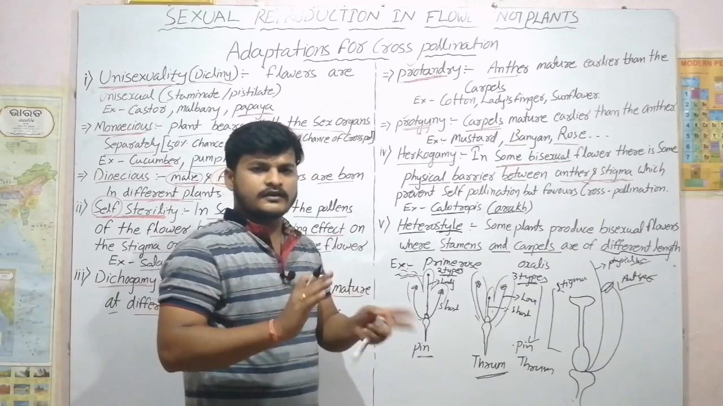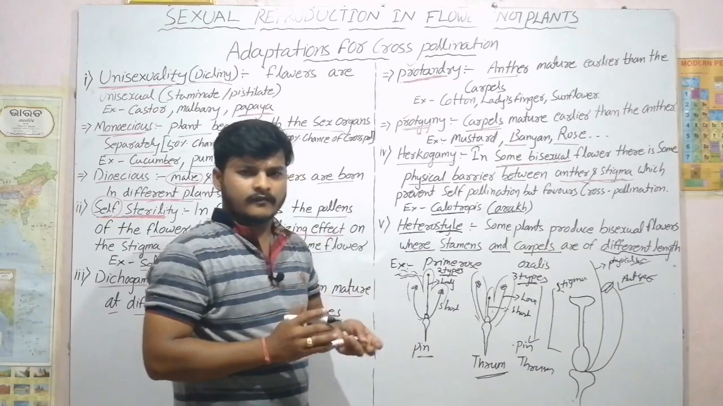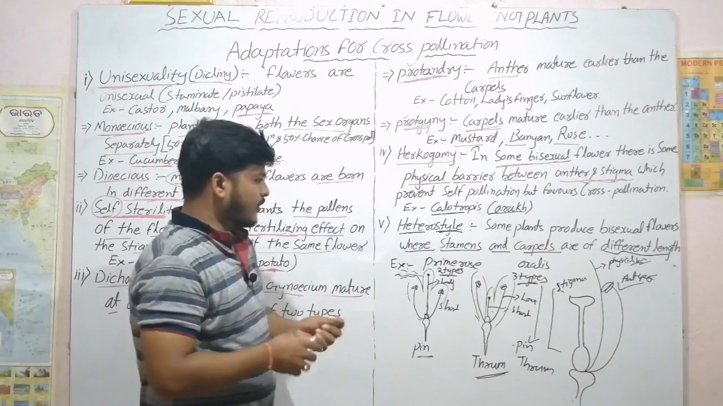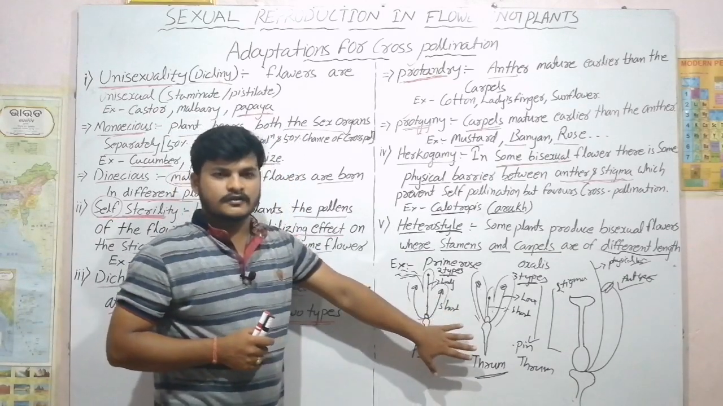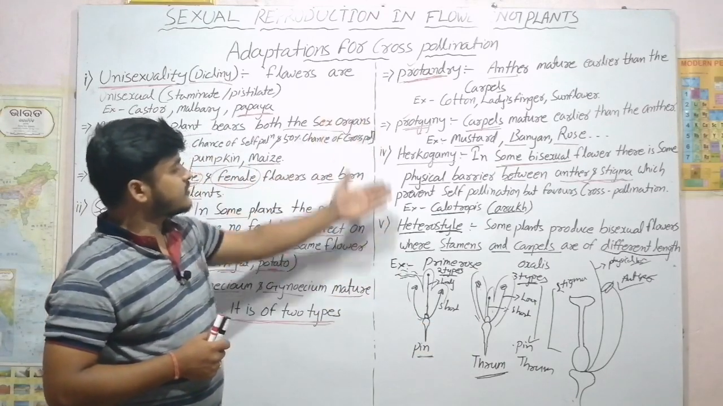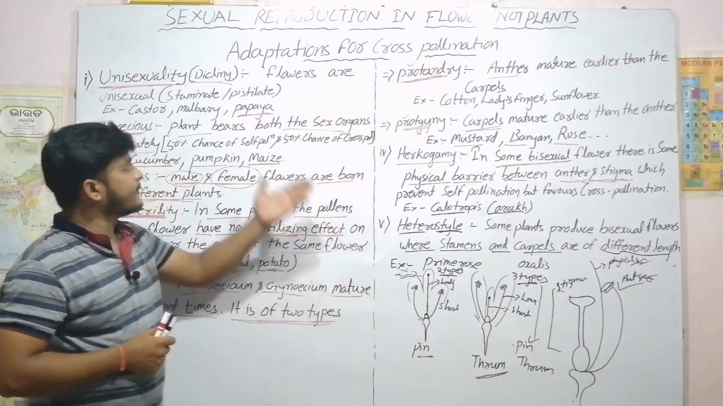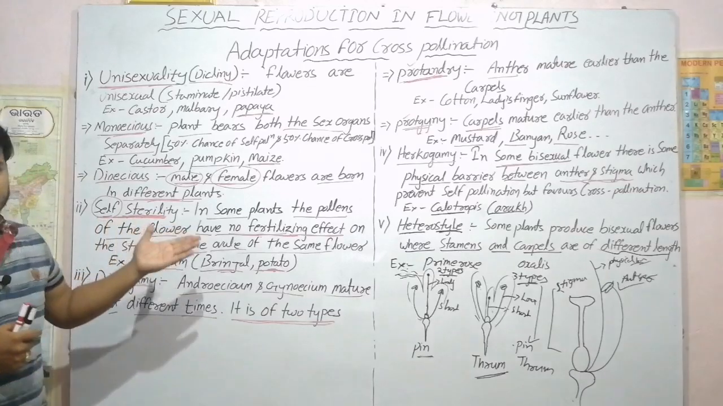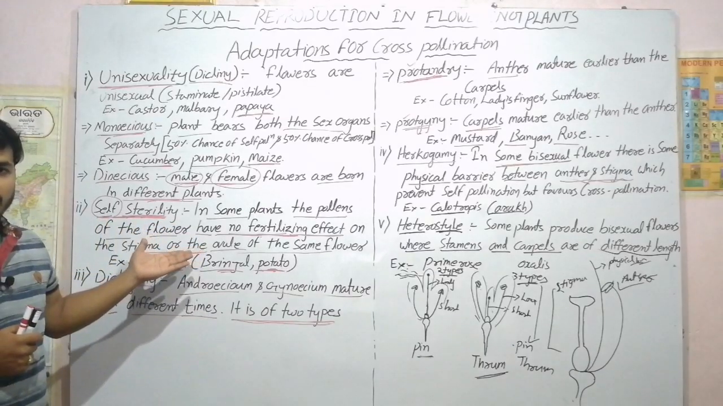So in these cases, mostly self pollination does not occur; cross pollination occurs. Sometimes self pollination occurs in some plants, but mostly cross pollination occurs here. And these are some of the adaptations of cross pollination. I think all these things are crystal clear to all of you.